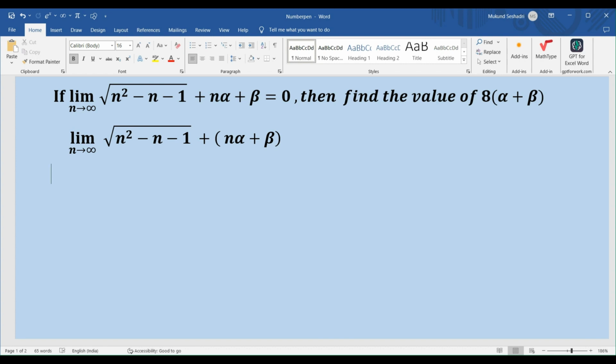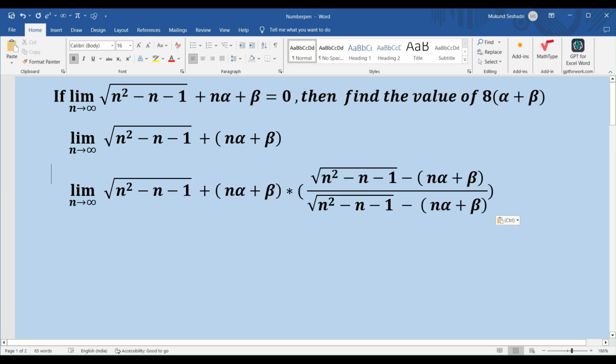Whenever we have been given an expression of this type, which has a square root term, and the term inside the square root is n square minus n minus 1, the term outside the square root is n alpha plus beta, with alpha and beta being constants. We have been asked to figure out what alpha plus beta is. The best way to proceed in this problem is to rationalize the expression, right? So let's do the rationalization and see what we end up with.